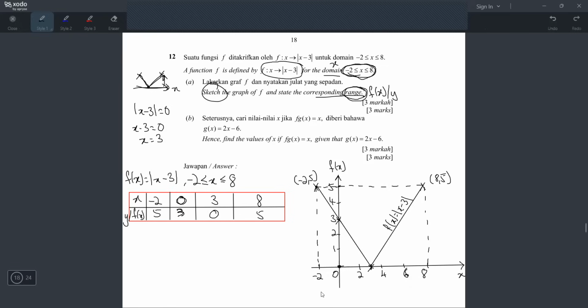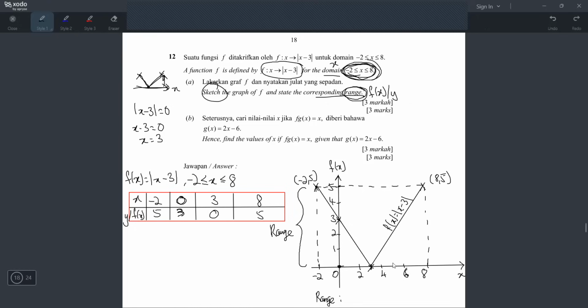Okay, so let's write down the range here. So what would be the range? Actually, this is also a range. The one they give us is also a range. It's just that this one is the range of x, which is from -2 until 8. But now I don't want the range of x. I want the range of the y-axis. It means I will look at the topmost point to the bottommost point. So my range will be from where to where?